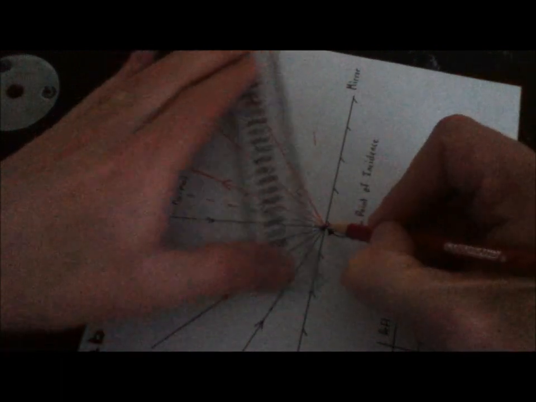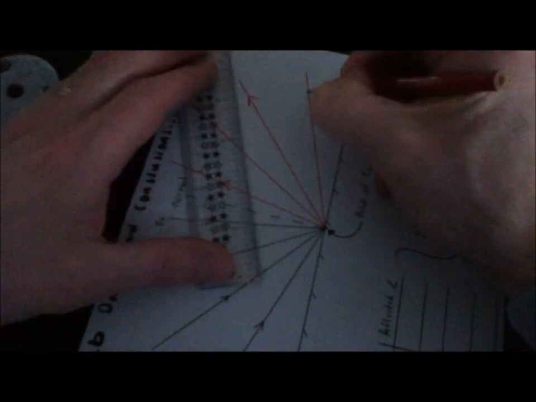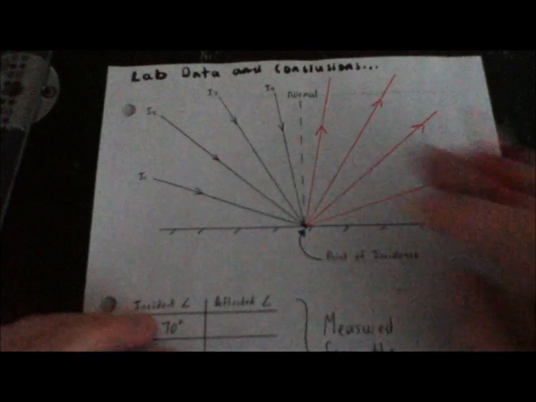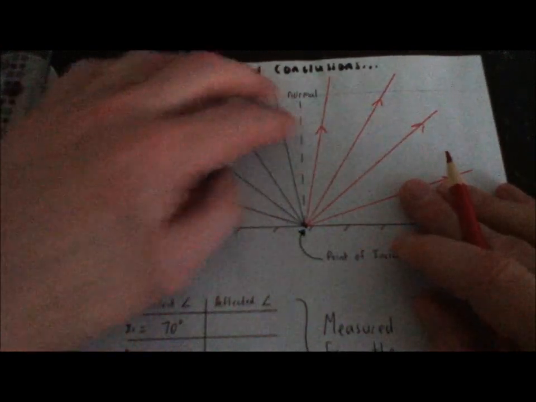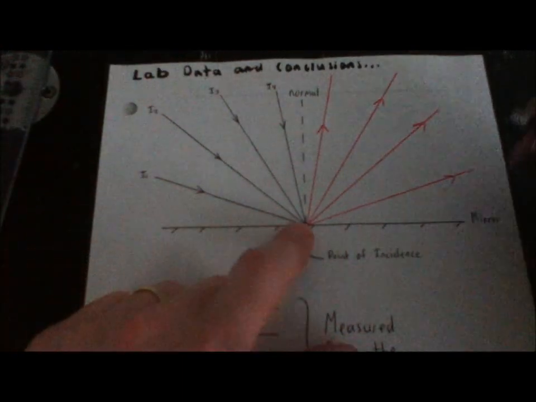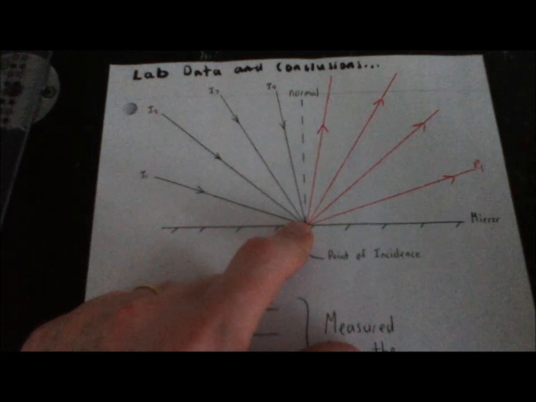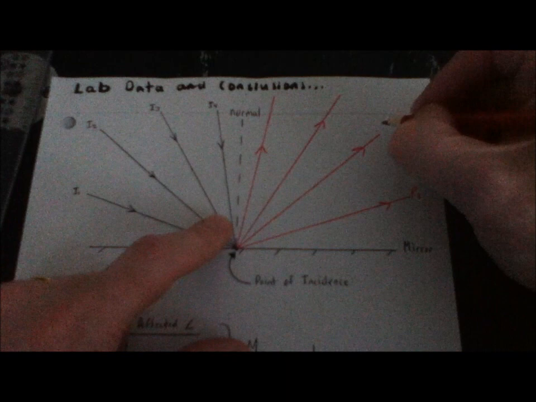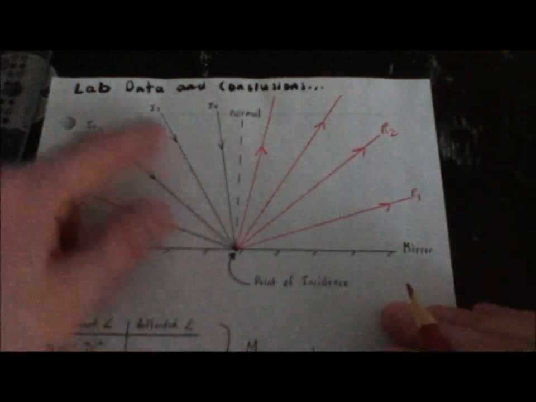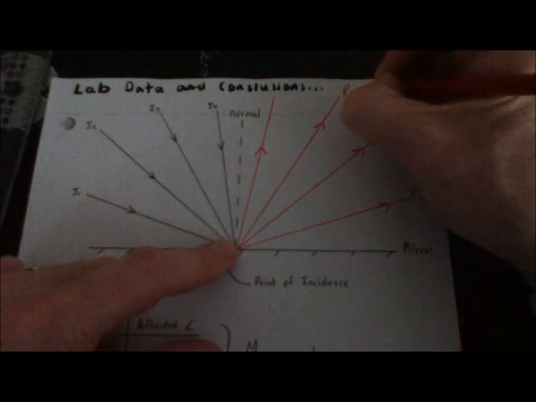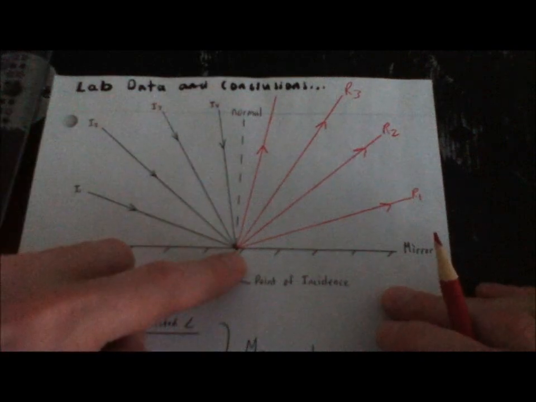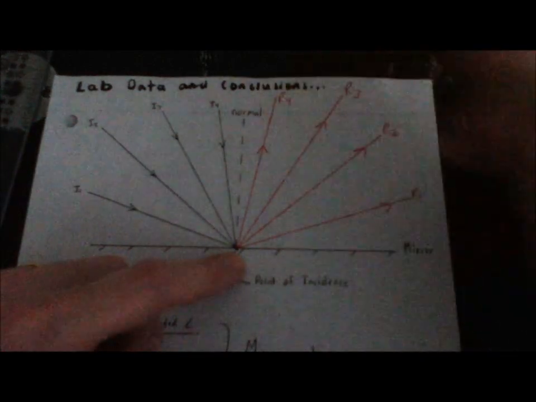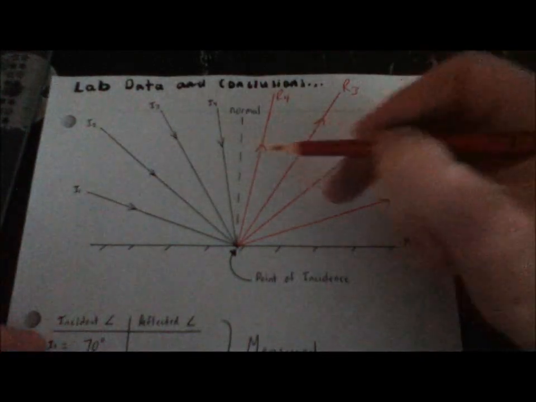Something along those lines, as so. And there we go. So there's our reflected light rays in red. These are our incident rays. So incident 1 produced reflected 1. Incident 2 produced reflected 2. Incident 3 produced reflected 3. Incident 4 produced reflected 4. And what we need to do now is measure the angles from the normal for each of those.